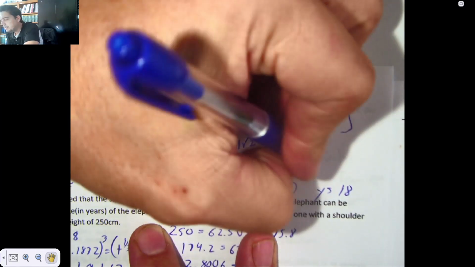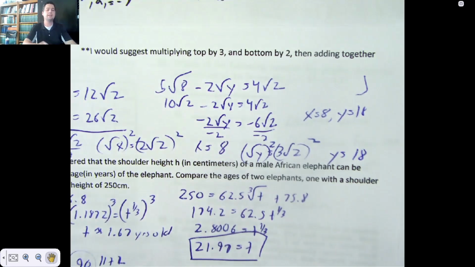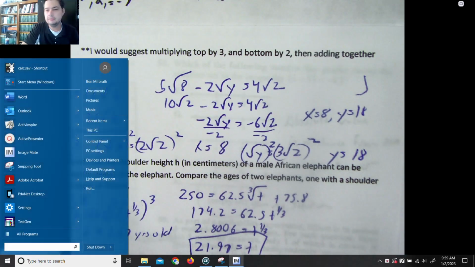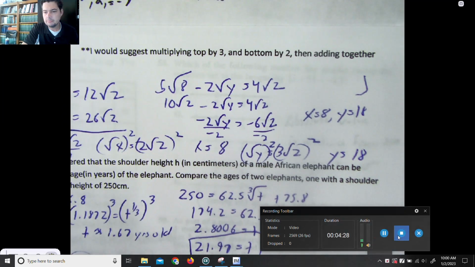So x was 8, y was 18, and now I get to go back. I believe Miss Abbott and Mr. Stanton are presenting, and that should have been about 5 minutes. Yep, pretty close.